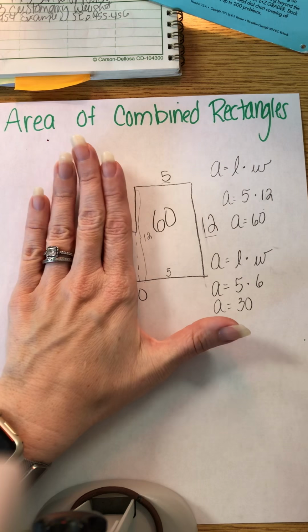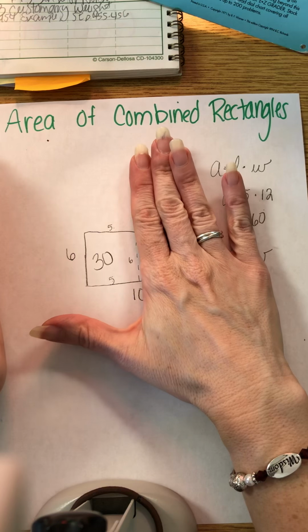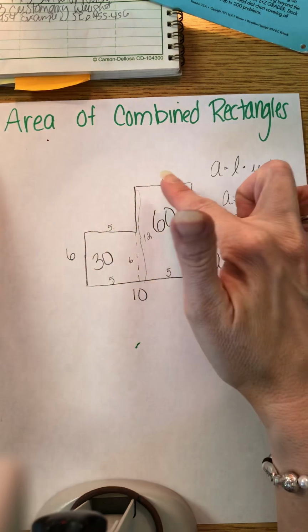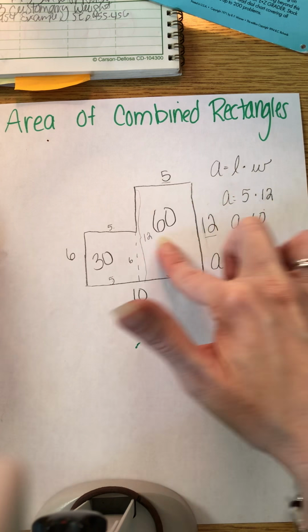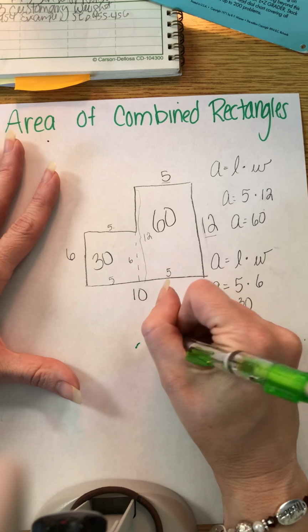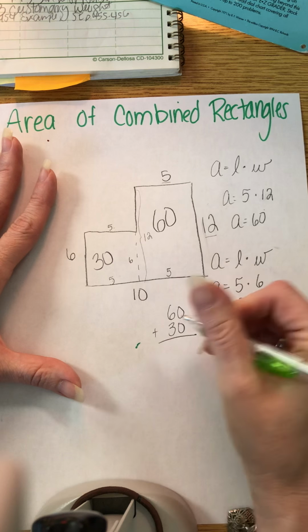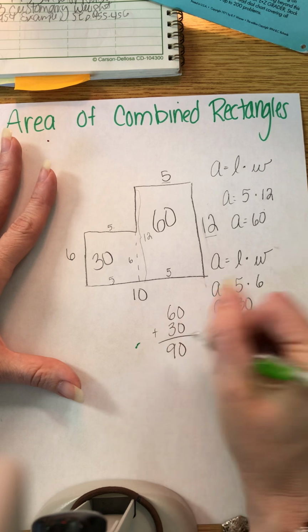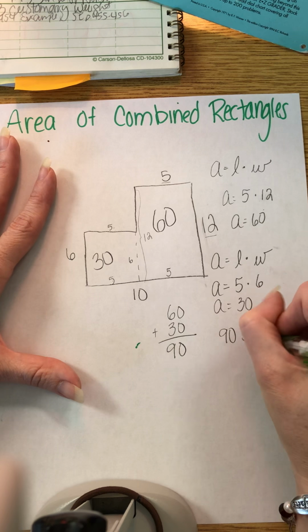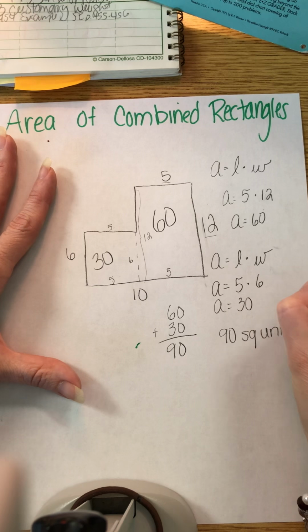I now have the area of a larger rectangle and the area of a smaller rectangle. I can combine these two values to get the area of the entire shape. I will take 60 plus 30 to get the value of 90. The area of this shape is 90 square units.